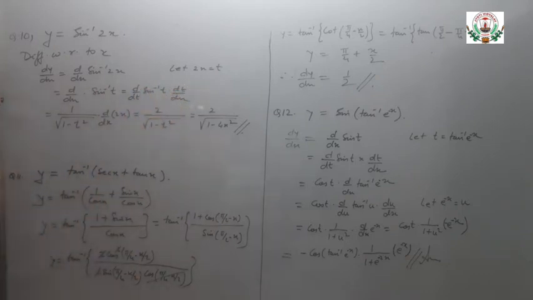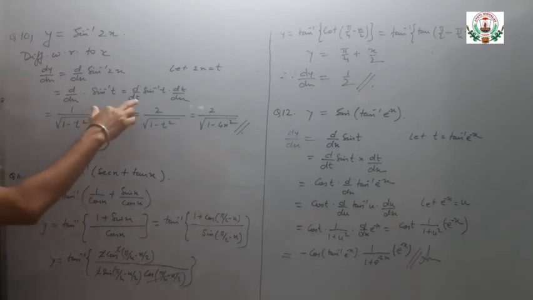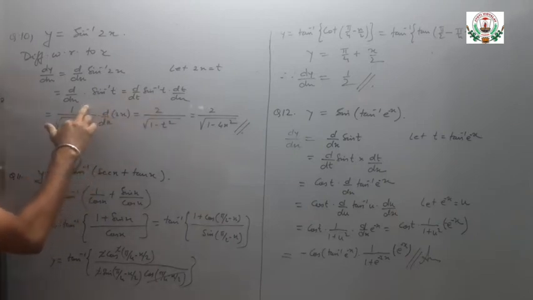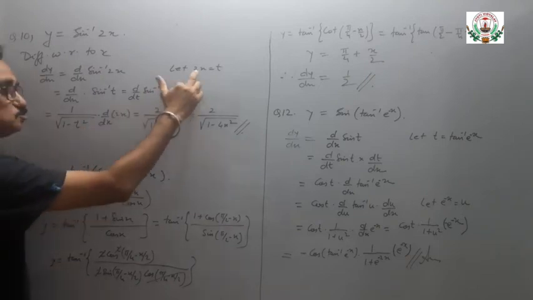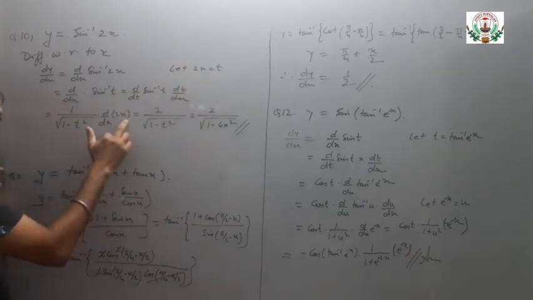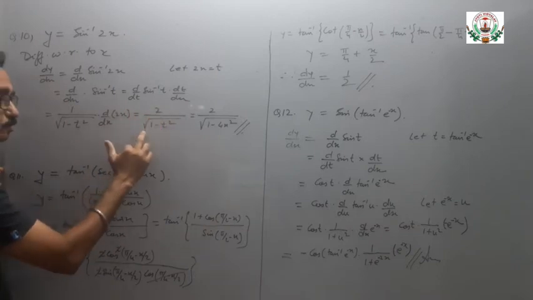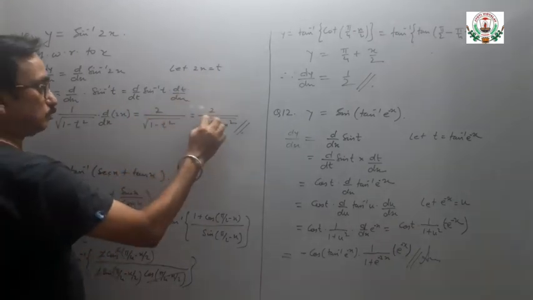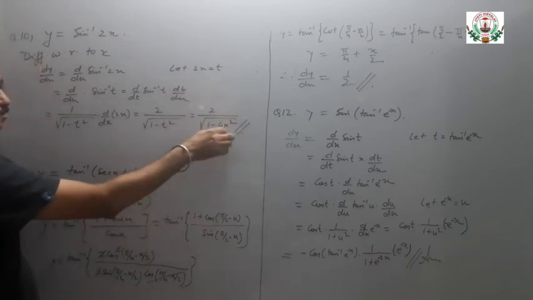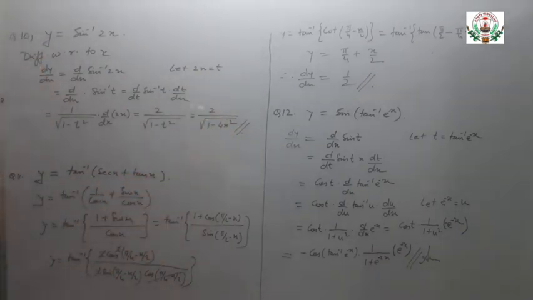So d by dx of sin inverse x is 1 upon under root 1 minus x square. So d by dt of sin inverse t will become 1 upon under root 1 minus t square, times dt by dx, as t is 2x. So d by dx of 2x, it will become 2 upon under root 1 minus t square, and t is 2x, so it will become 2 upon under root 1 minus (2x) whole square, that is 4x square. Next one, y equal to tan inverse (sec x plus tan x).